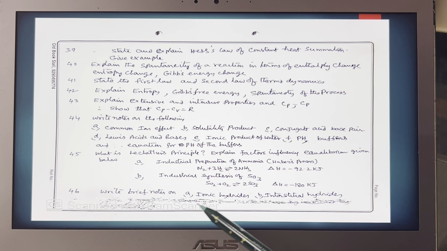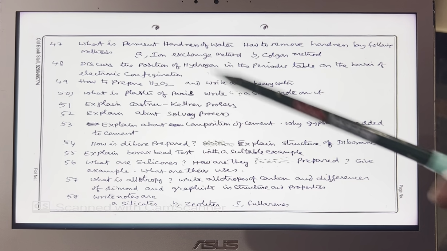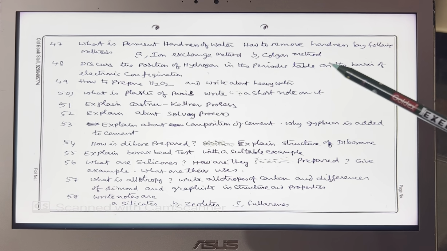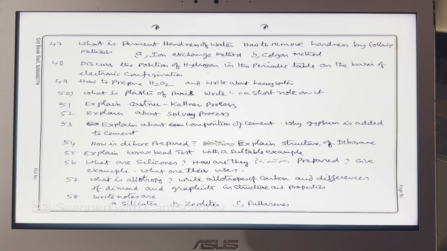Write brief notes on these hydrides, very important one: ionic hydrides and interstitial hydrides. What is permanent hardness of water? How to remove the hardness by following methods: ion exchange method and Calgon method. Discuss the position of hydrogen in the periodic table on the basis of electronic configuration. How to prepare H2O2 and write about heavy water.